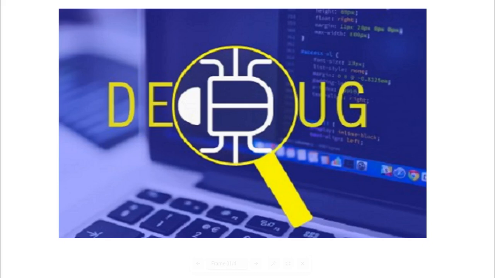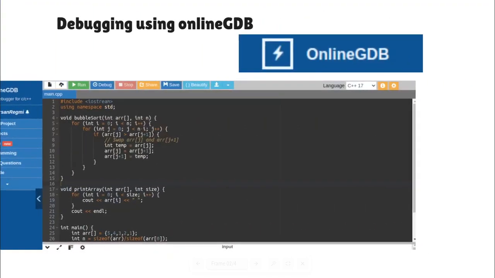Today in this video we will be exploring yet another tool for debugging our C++ programs. This video is a follow-up of our previous video where we explored the basic concepts of debugging. There we used a tool called GDB to debug our C++ program. In this video we will be using another tool, OnlineGDB.